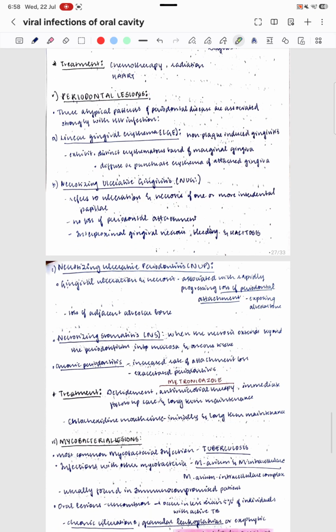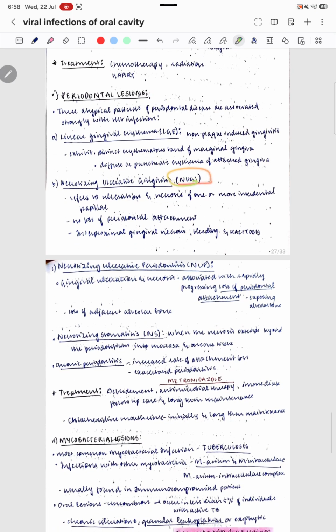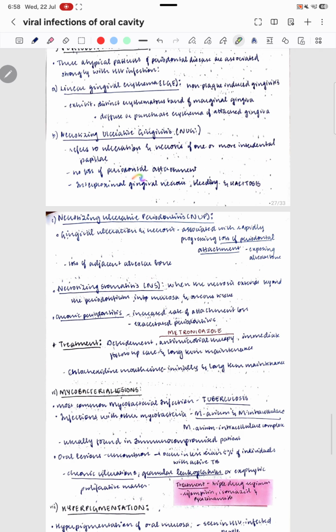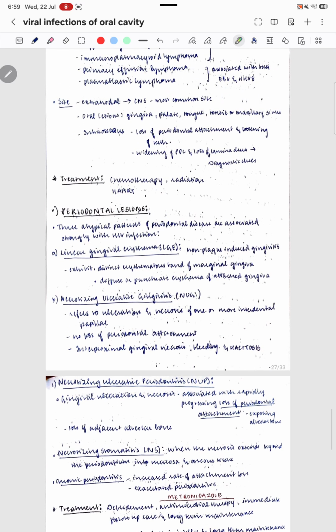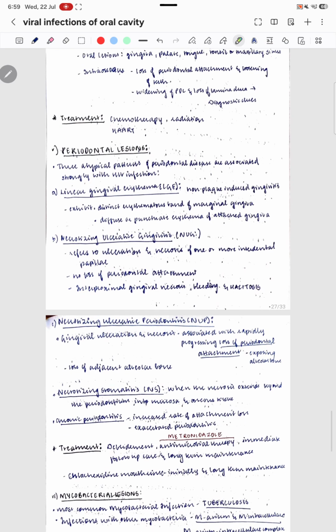Then you have something called NUG, necrotizing ulcerative gingivitis, which refers to ulceration and necrosis of one or more interdental papillae. So the interdental papillae are affected in NUG. There is no loss of periodontal attachment. The interproximal gingival necrosis is occurring. There is bleeding and halitosis. So NUG is a type of oral manifestation occurring in the gingiva.